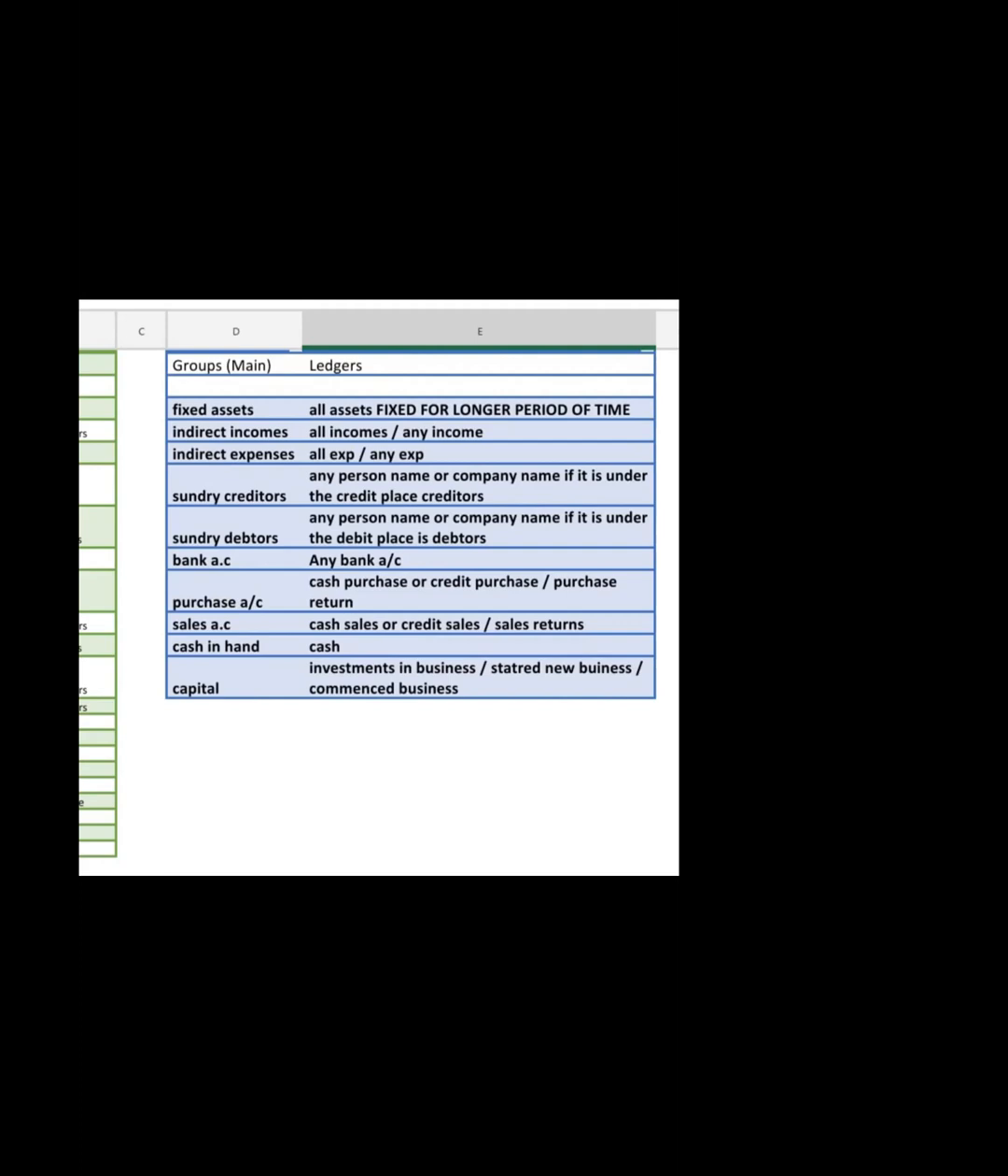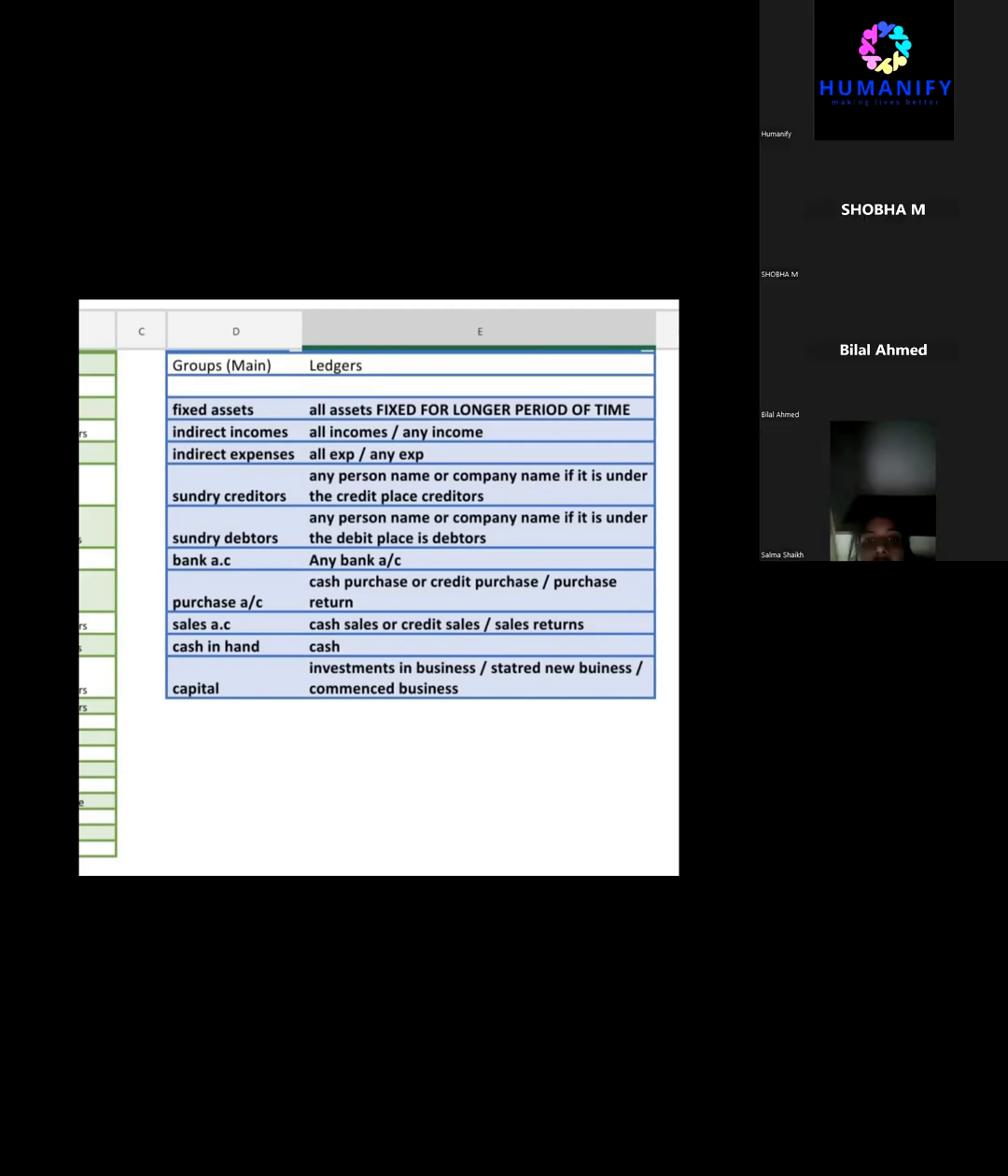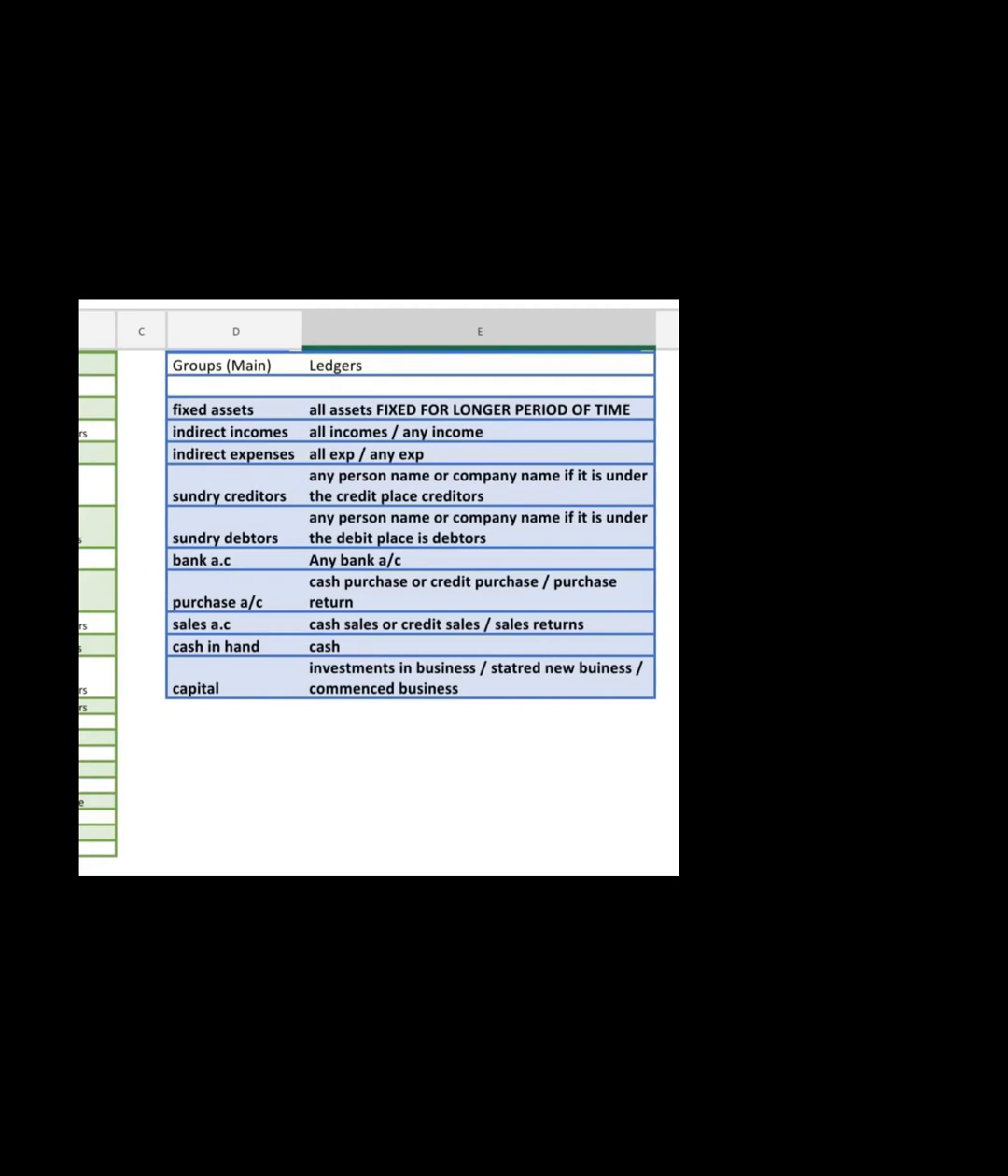Ledger means whatever entries you have written on the debit and credit side. For example, it may be cash account, capital account, purchase account, sales account, rent account, salary account, commission paid, commission received. All these are called ledgers only.